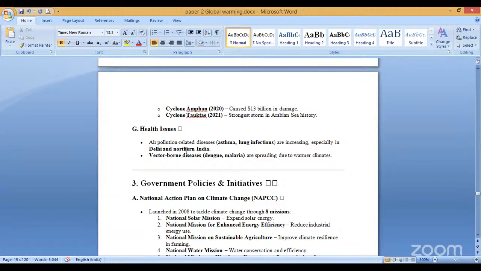Health issues: air pollution related diseases, asthma, and lung infections are increasing, especially in Delhi and northern India. Vector-borne diseases, dengue and malaria, are spreading due to warmer climates.